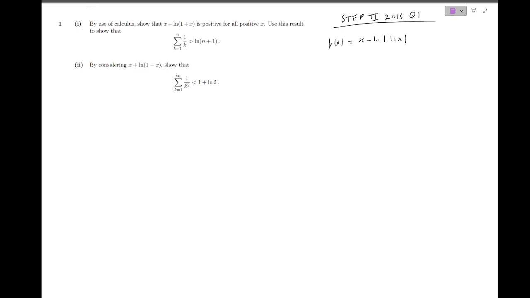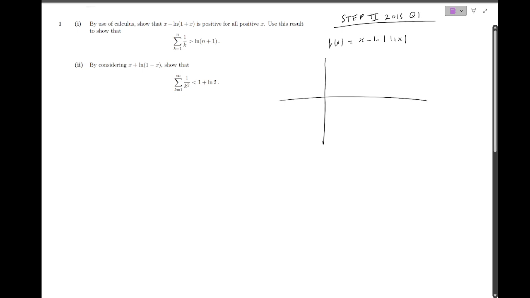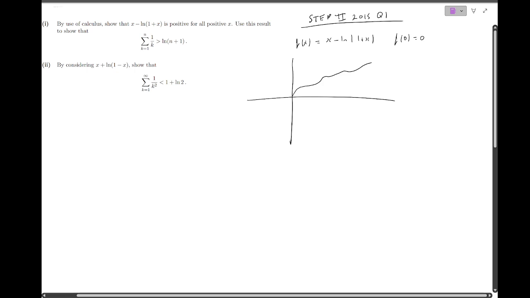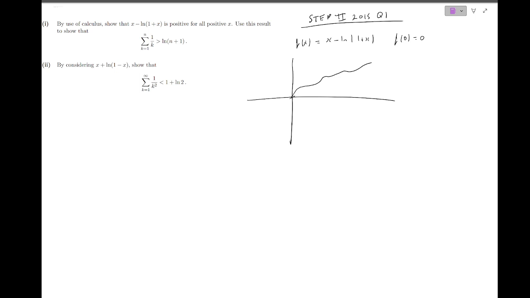Okay, so whenever we think of a function being positive, we just want all of the points to look something like this, right? Just essentially all be above the x-axis. Now, a good way to prove this is first evaluate the case of when x equals 0. So f of 0 just equals 0 in this case because it's 0 minus natural log of 1, which is 0 in itself. So we have a point at the origin.